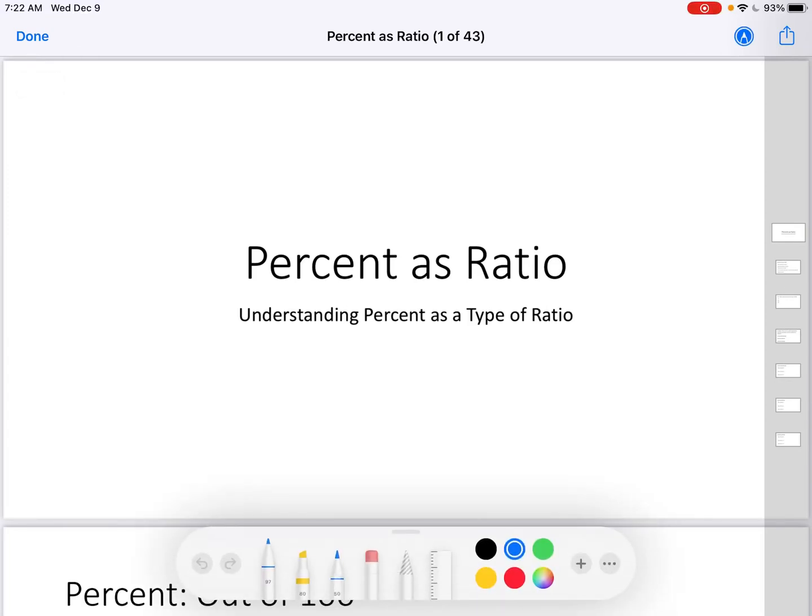Hello, time for another exciting math video. Today's subject is percent as ratio. Understanding percent as a type of ratio.